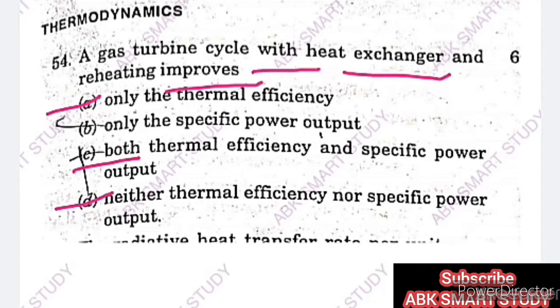So a gas turbine cycle with heat exchanger and reheating improves only the specific power output. So here option B, only the specific power output improves, is the correct answer. So option B is correct. Next question.